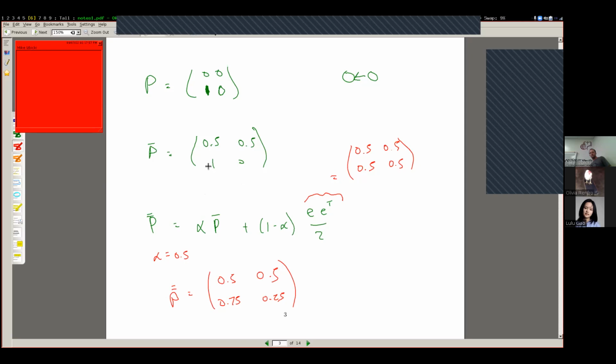The really big numbers in the P bar matrix will get chopped down a little bit. The really small ones will get brought up a little bit. And the really medium ones will stay really medium.